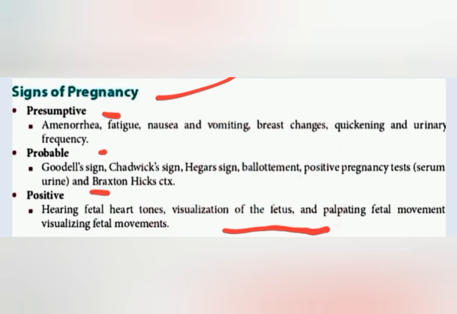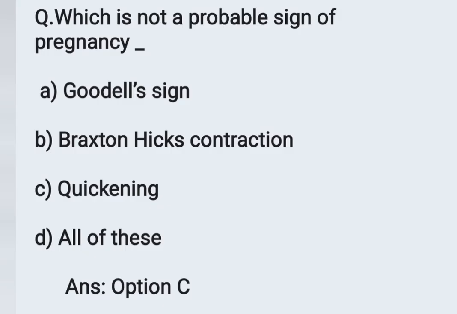In our question, which is not a probable sign of pregnancy? It is option C, quickening. Quickening is one of the presumptive signs of pregnancy.